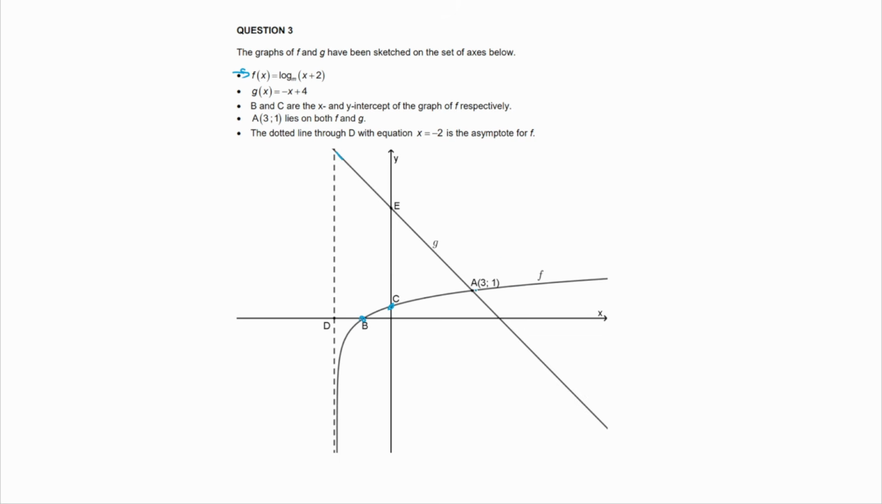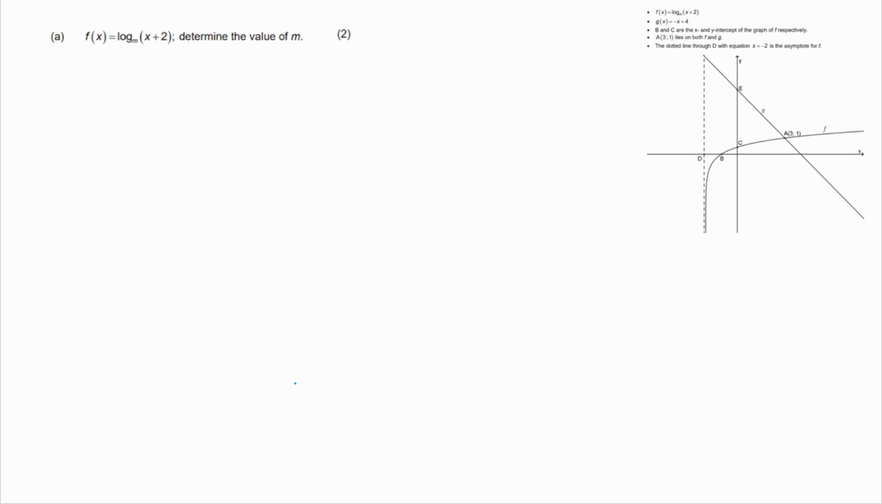They give us the coordinates of A, which lies on f and g, so it's a point of intersection. Then they say the dotted line through D, with equation x equals -2, is the asymptote of f. Now they say f of x equals log m of (x plus 2); determine the value of m. It's the same equation, and we need to work out the value of m.